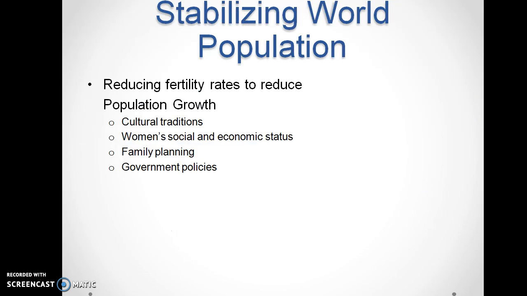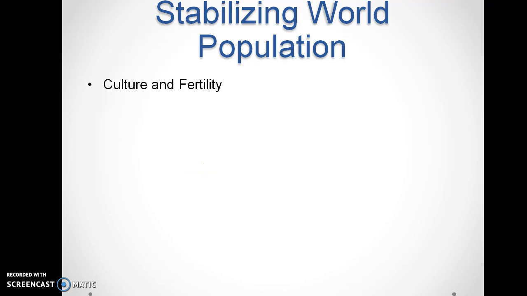So what can we do to reduce population rates? This is our next big point: we have to look at the role of women. It all comes down to women. No offense, guys, it's not that you're not important, but in this discussion, we're talking about the status of women. Cultural traditions, social and economic status of women, whether or not there's family planning services, and government policies.